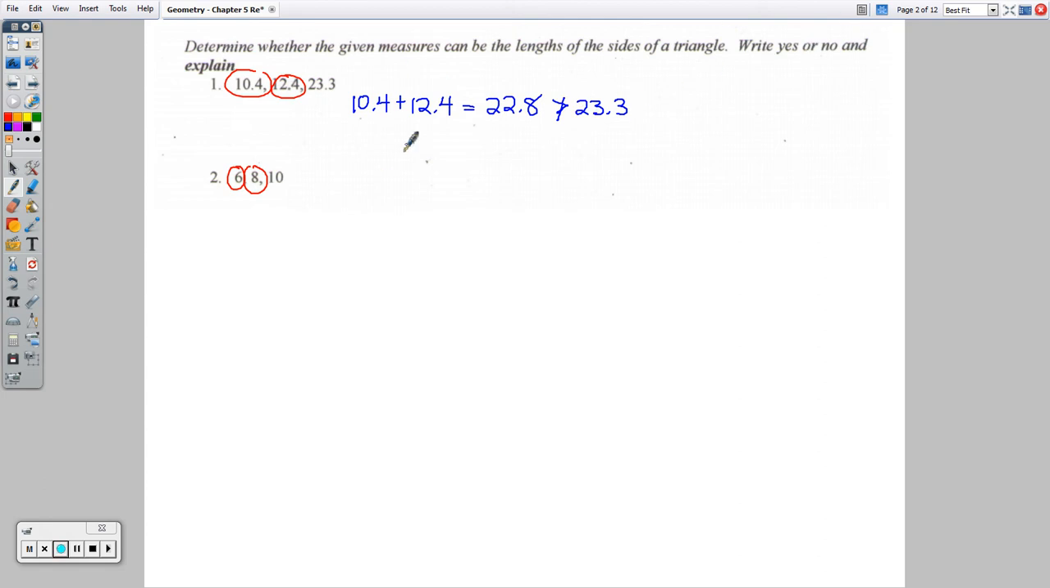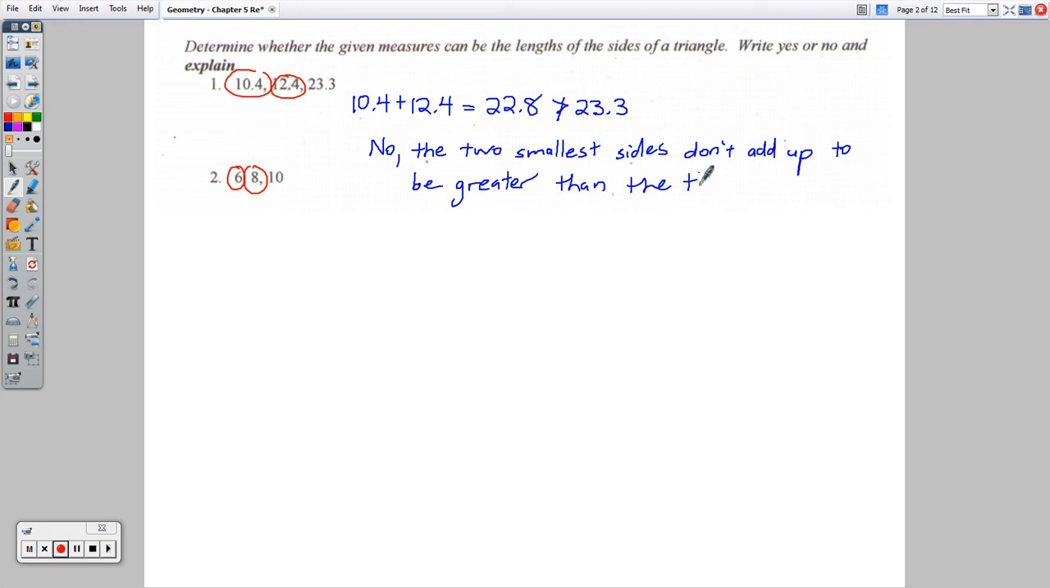So this could be your explanation, at least an equation explanation, right? Yes or no and explain. So let's give a little more verbal explanation beyond that. So this one, no. You could say something like this: the 2 smallest sides don't add up. Or you could say the sum of the 2 smallest sides. So the 2 smallest sides don't add up to be greater than the third side. So this one, a no because of that.